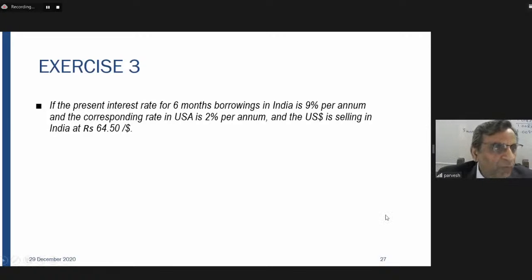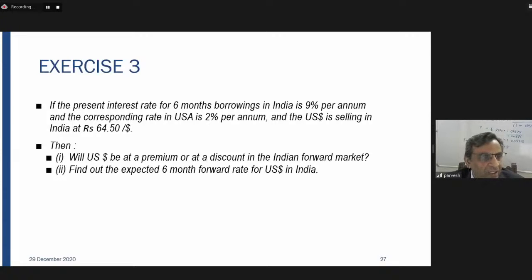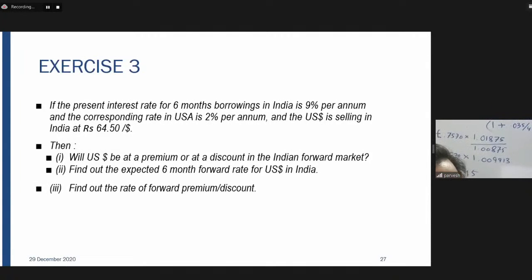If the present interest rate for 6 months borrowing in India is 9% per annum, and the corresponding rate in US is 2% per annum, and US dollar is selling in India at 64.5. Will the US dollar be at a premium or at a discount in the Indian forward market? Find out the expected 6 months forward rate for US dollar in India. Lastly, find out the rate of forward premium or discount. So this is the question which we have to solve, so please look at the question so that we can solve it.